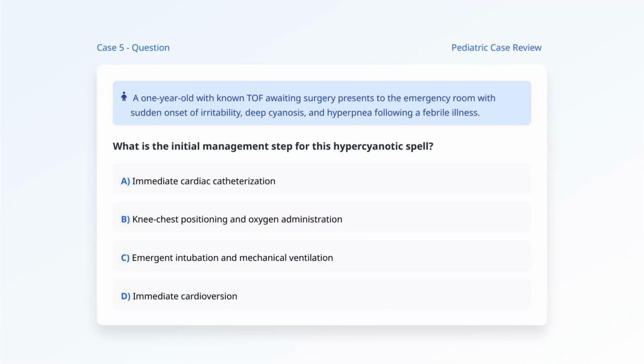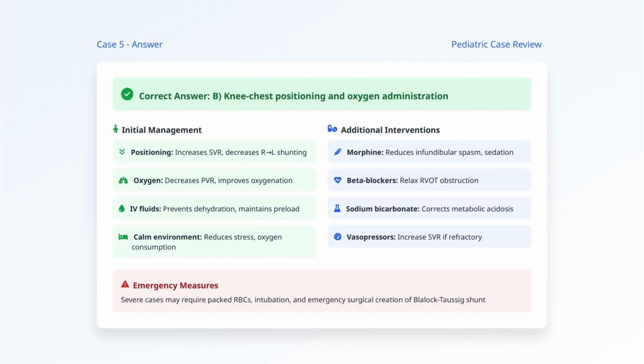For our fifth case, a 1-year-old with known TOF awaiting surgery presents to the emergency room with sudden onset of irritability, deep cyanosis, and hyperpnea following a febrile illness. What is the initial management step for this hypercyanotic spell? Is it A. Immediate cardiac catheterization, B. Knee-chest positioning and oxygen administration, C. Emergent intubation and mechanical ventilation, or D. Immediate cardioversion? The correct answer is B.